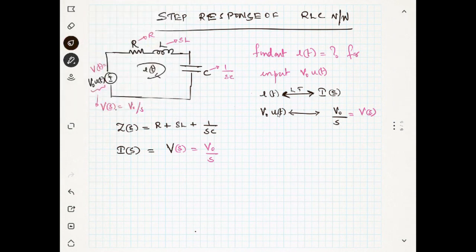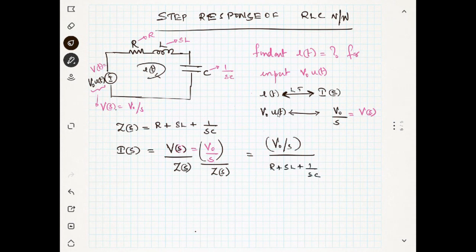Now I am going to find the voltage divided by Z of S. That's my current, right? So this is voltage V naught over S divided by Z of S, which is R plus SL plus 1 by CS. Now you have the standard form like this. Now you got I of S: I of S is V naught over S divided by R plus SL plus 1 by SC.